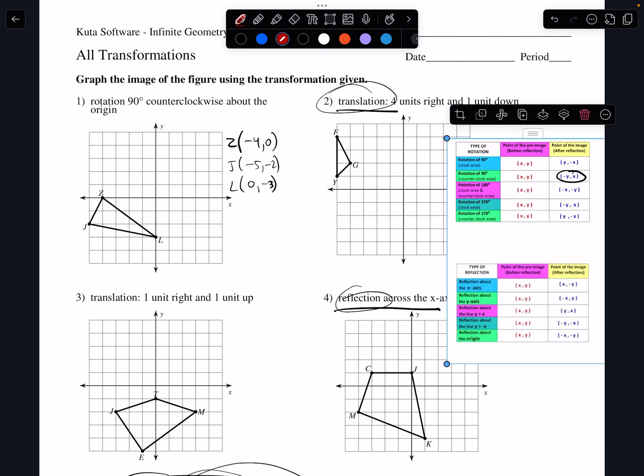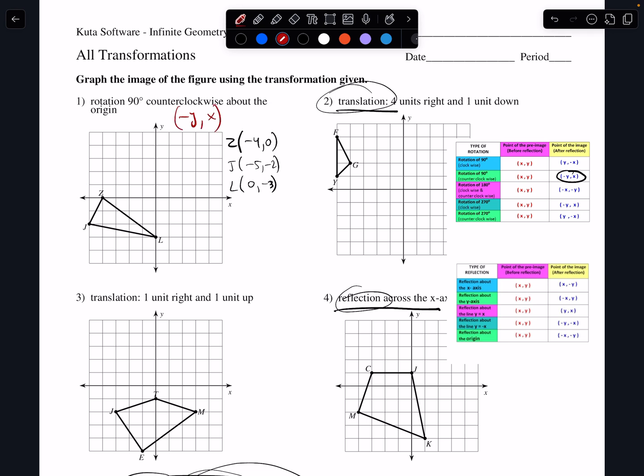So the trick is for rotation counterclockwise, you'll follow the rule (-y, x). So what this means is you're going to change the position of the y and the x. You're going to leave whatever sign the x is, but you're going to change whatever the sign of the y is, okay? So Z prime is going to be what? So remember, this is all (x, y), right? So we're changing it, right? So (0, -4). J prime is going to be, we're just changing the y, right? So (2, -5), right? And we're flipping it. And L prime is going to be (3, 0).